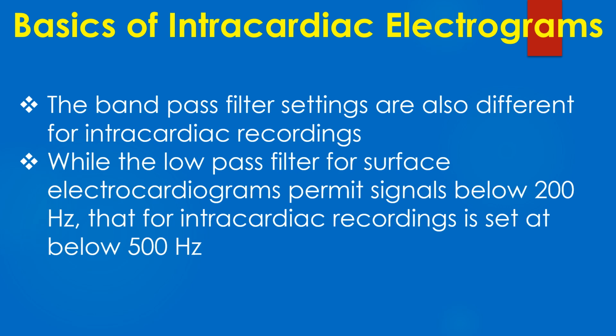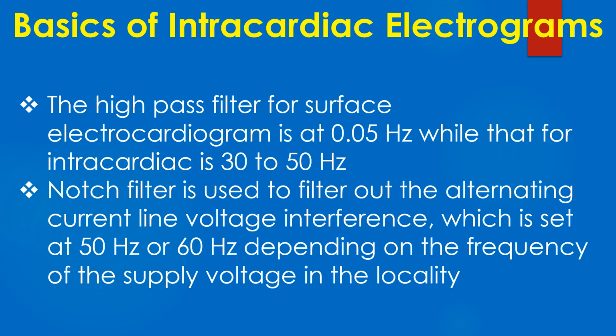While the low pass filter for surface electrocardiograms permits signals below 200 Hz, that for intracardiac recordings is set at below 500 Hz. The high pass filter for surface electrocardiogram is at 0.05 Hz, while that for intracardiac is 30 to 50 Hz. A notch filter is used to filter out the alternating current line voltage interference, which is set at 50 Hz or 60 Hz depending on the frequency of the supply voltage in that locality.